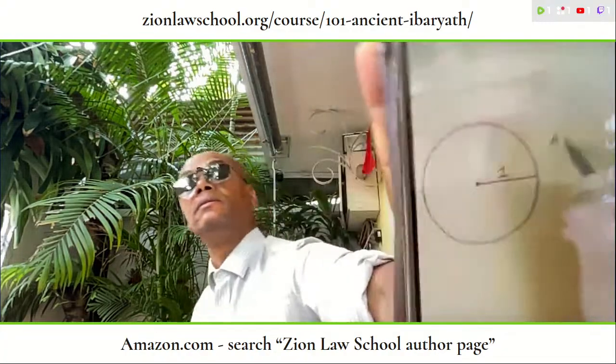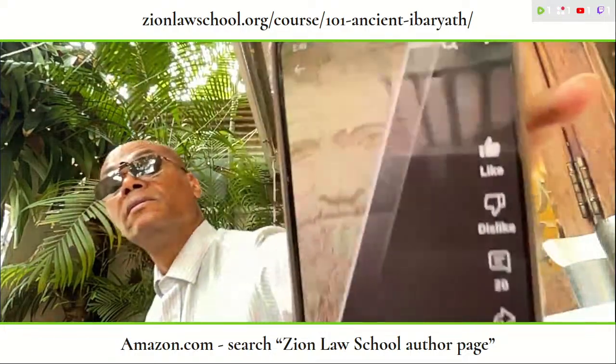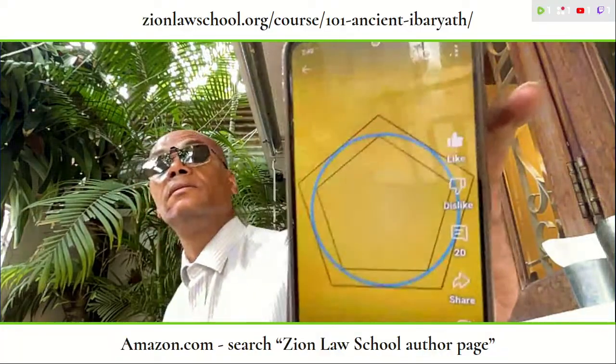Using the area formula, we know it's pi. But what is its value? Archimedes figured out a clever way to estimate it by trapping the circle between polygons.